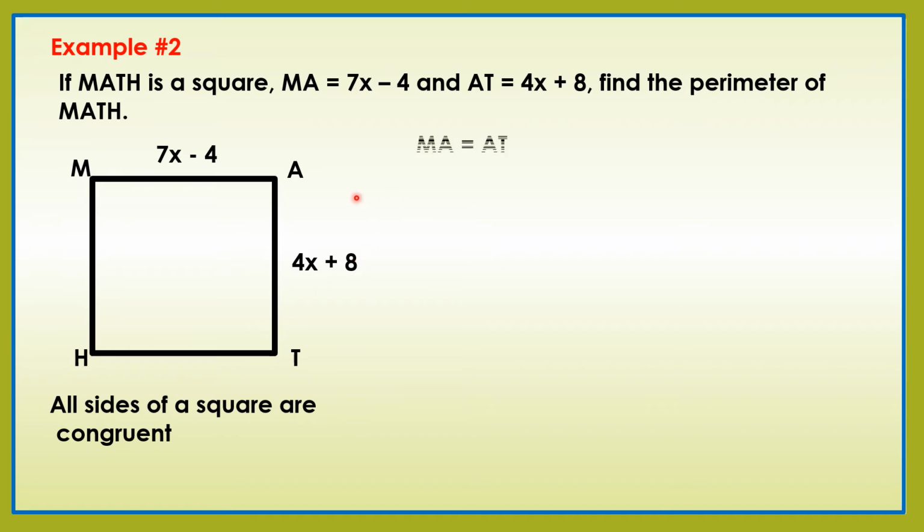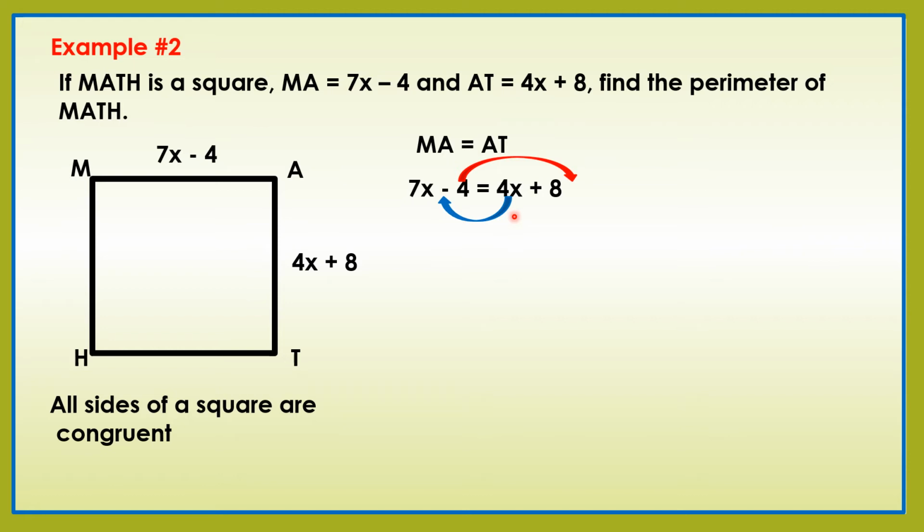So we can say now that MA is equal to AT. Substitution, for MA that is 7x minus 4, for AT, that is 4x plus 8. So we need to combine similar terms. So si 4x, transpose natin beside 7x because they are similar terms. Yung minus 4 beside 8 because they are similar terms.